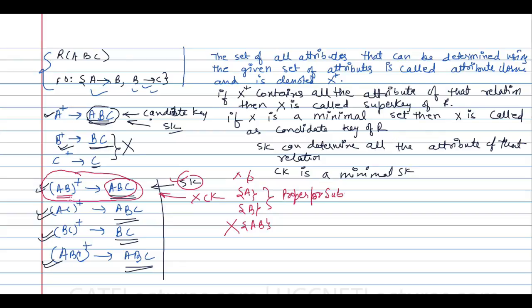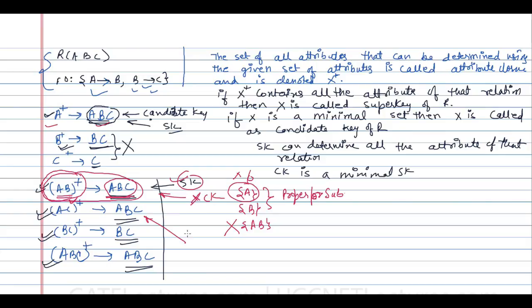Now if a proper subset of AB can determine all these attributes, then obviously it is not a minimal set. You can see the proper subset of AB is A, and A determines everything. Therefore we proved that this is not a minimal set, because even if you take one single attribute A, that can also determine everything. Therefore this is not a candidate key, because a candidate key should be minimal. It is a super key, but it is not a candidate key.